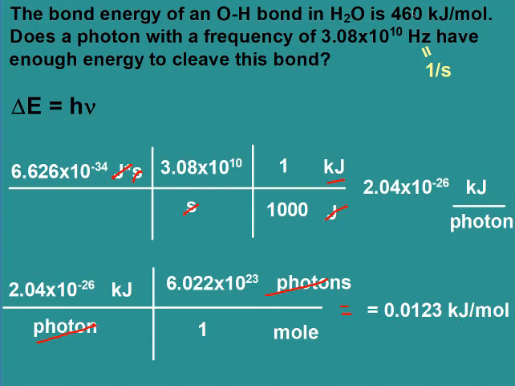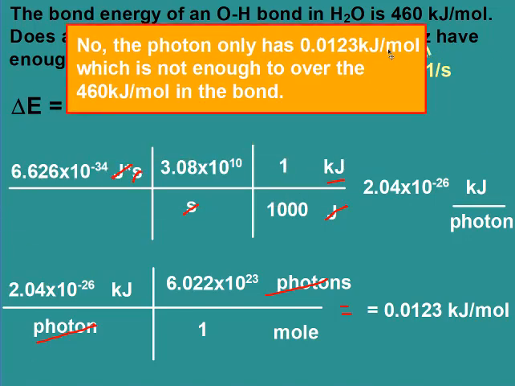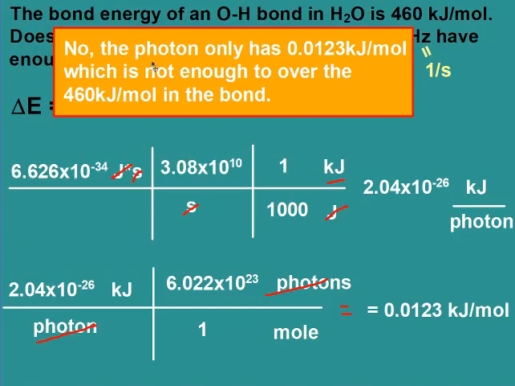So now these are in the same unit, and I can compare them. Although they're still pretty far off, they're nowhere near as far off as they were a second ago when we had to the negative 26th power. So does my 0.0123 kilojoules have enough energy to break a 460 kilojoule bond? So make sure that you finally answer the question. No, the photon only has that much energy, which is not enough to overcome the 460 kilojoules per mole in the bond.